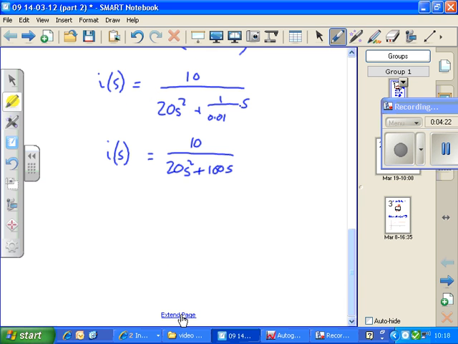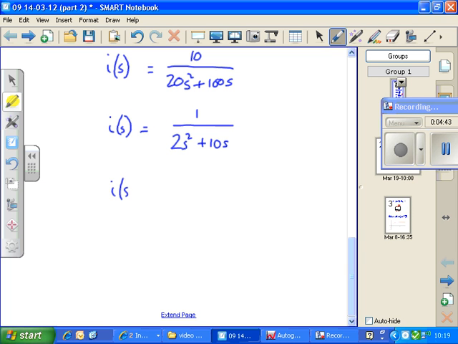What I might do now, divide top and bottom by 10, because 10 goes into each of the three terms, and this will give me 1 over 2S squared plus 10S. Now, bring an S outside at the bottom, 1 over S into 2S plus 10. And now we're going to use partial fractions to split this into its two components. So have a go at that.